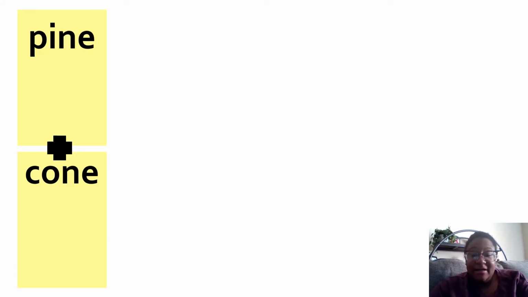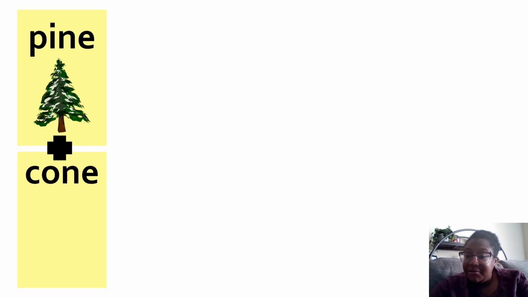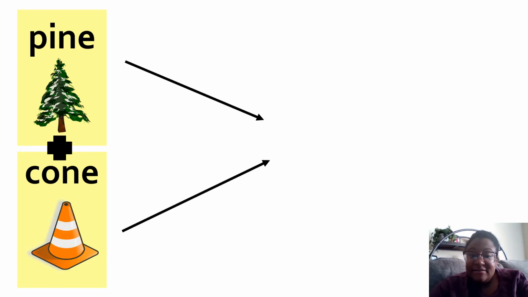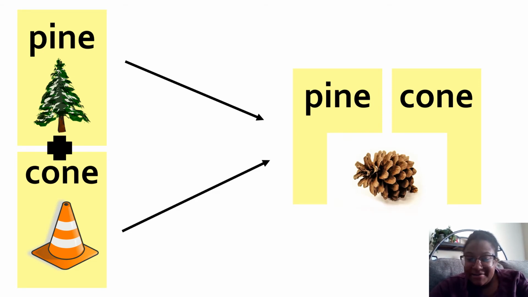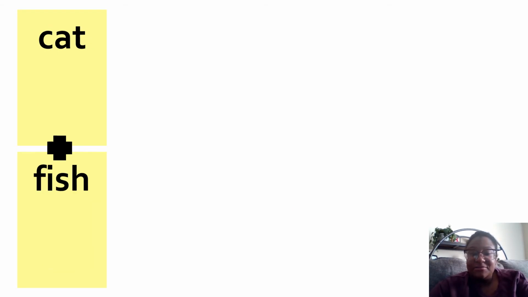I know what a pine is. I know what a cone is. When I put them together, I can determine that the meaning of pine cone is a cone that comes from a pine. If you look closely at the pine cone, you'll see that it's shaped very similarly to a traffic cone. So let's do another one.